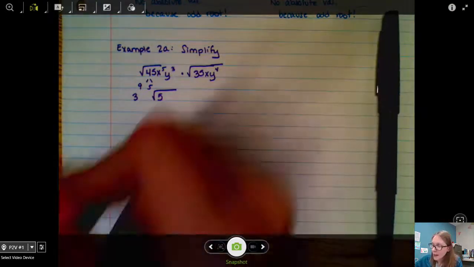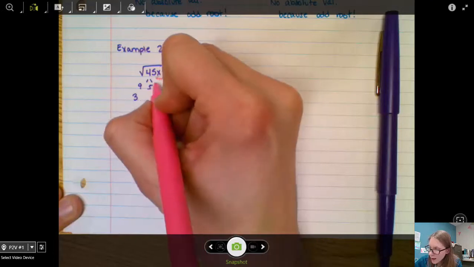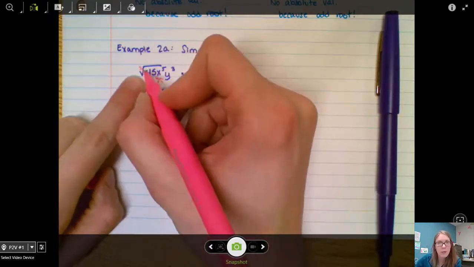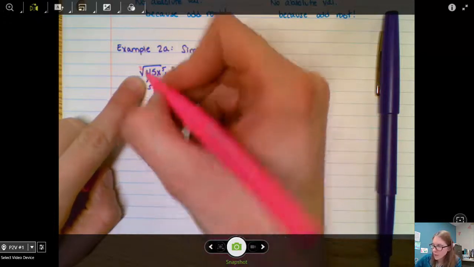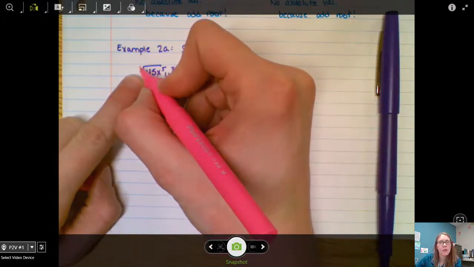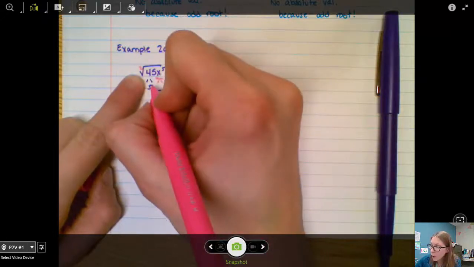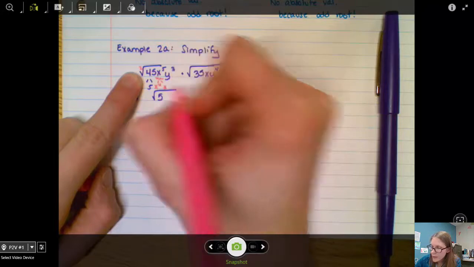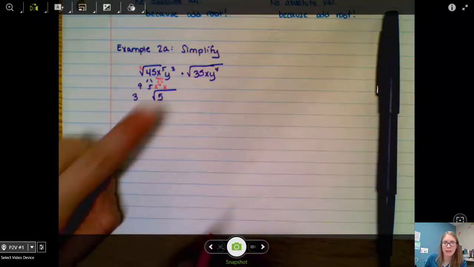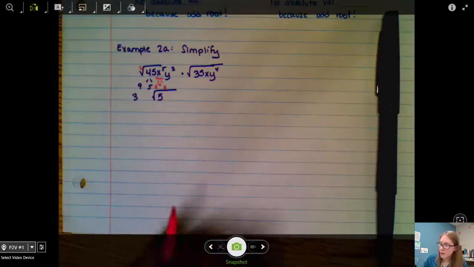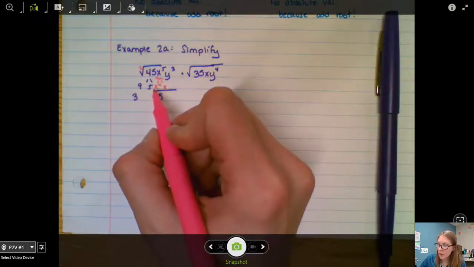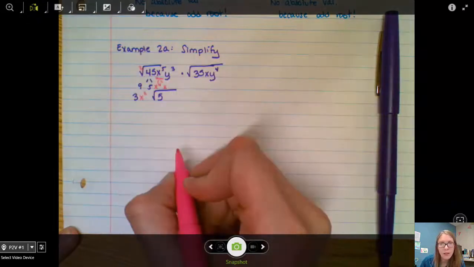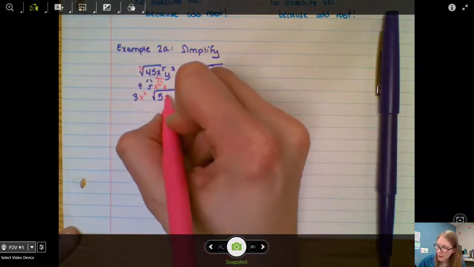But then if I look at the x to the 5th, keep in mind that this is the square root, it's the second root here. What multiple of 2 goes into 5? Well, 4. 4 is the largest multiple. x to the 4th times x gives me x to the 5th. Now the square root of x to the 4th is x squared. That comes out front, leaving me an x underneath.